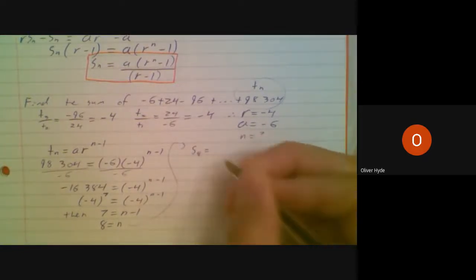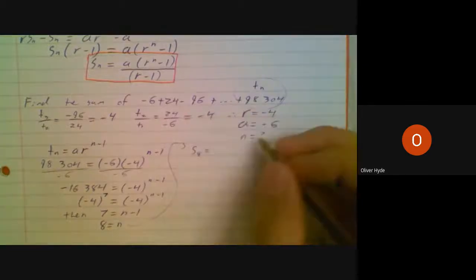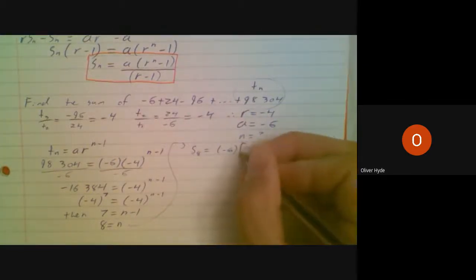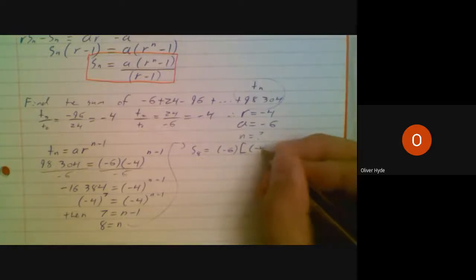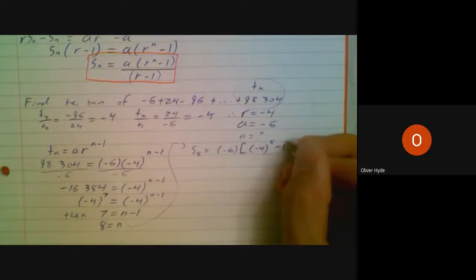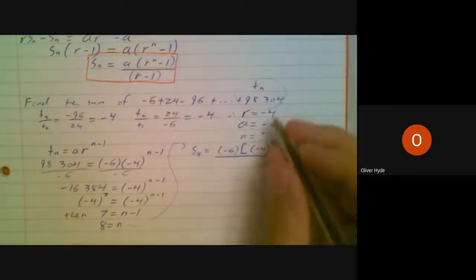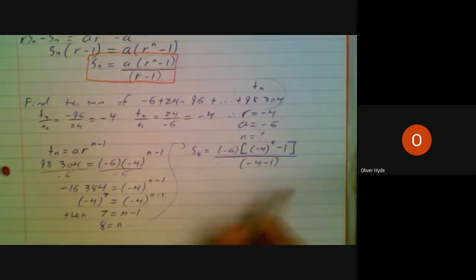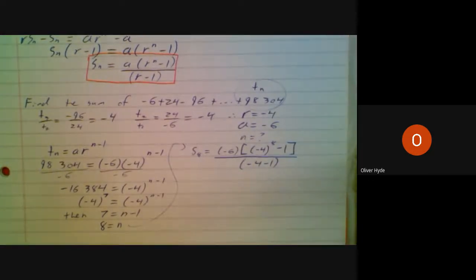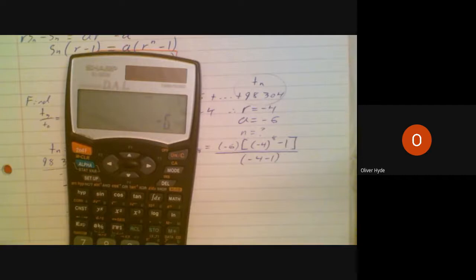So let's do that. The sum of the first 8 terms of this sequence is given by a, -6, times, square bracket, r, curved bracket, that's my base, to the exponent 8 minus 1, all over r minus 1. Here's where I'm talking about. Maybe you just do -4 minus 1 is -5 in your head. You can try typing this in one step with a bunch of brackets: -6 times bracket -4 to the exponent 8 minus 1 divided by -4 minus 1.